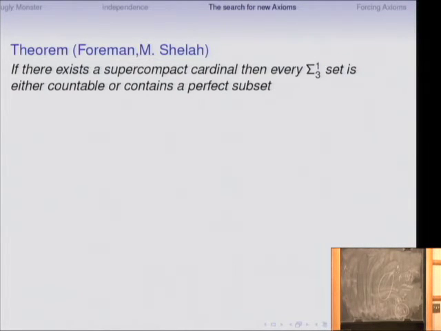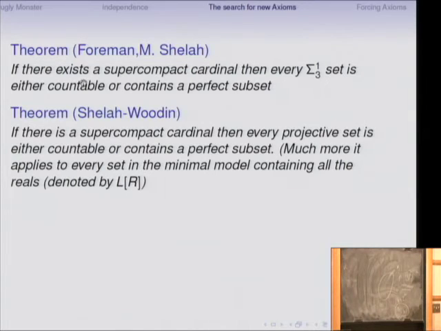The result didn't survive very long because Shelah and Woodin improved it: from the same cardinal, every projective set is either countable or contains a perfect subset. And much more applies, not just to sets which are projective, but to every set which in some sense depends only on the reals. Technically, we talk about sets that belong to the minimal model that contains all the reals. All these sets can never be a counterexample to the continuum hypothesis. A set like that is either countable or contains a perfect subset.